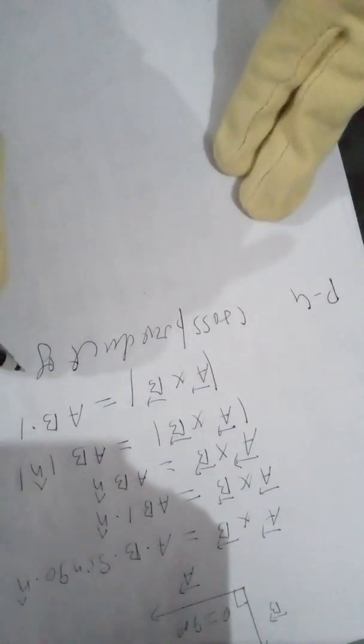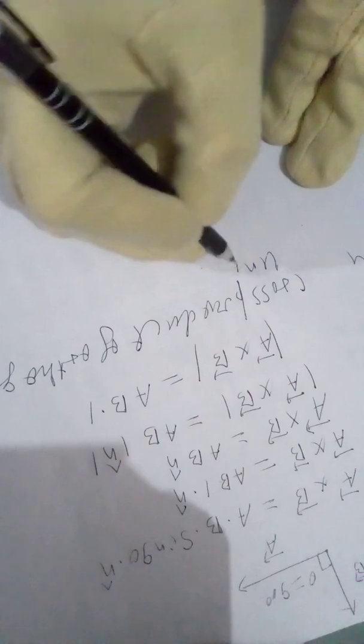Property 4. Cross product of two orthogonal unit vectors.